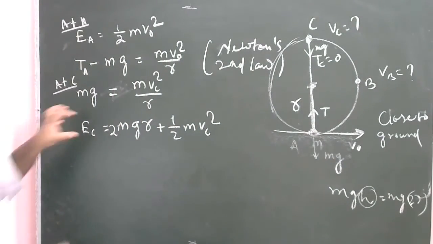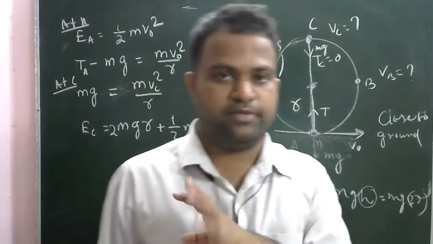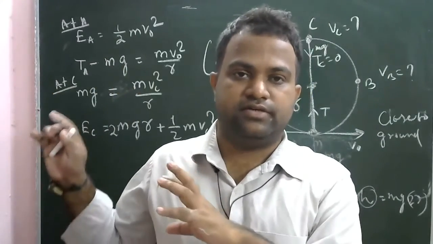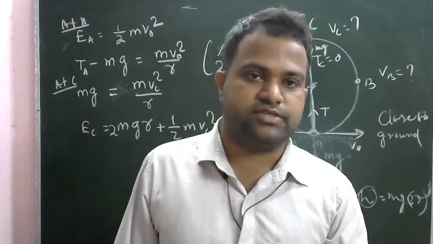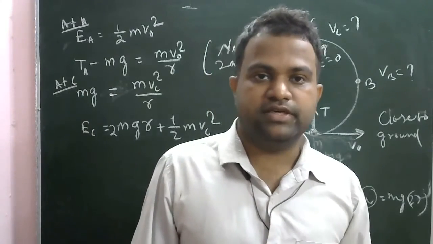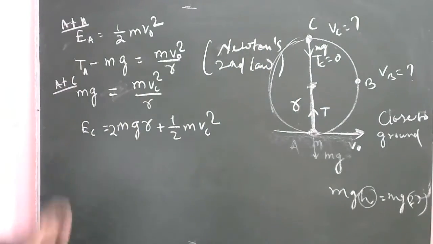So this is the energy at C, but we know that the total energy, the sum of potential and kinetic, the total mechanical energy at different positions, must be the same. Energy is a conserved quantity. That's why we can write EA is equal to EC, and from there we'll get some conclusion.